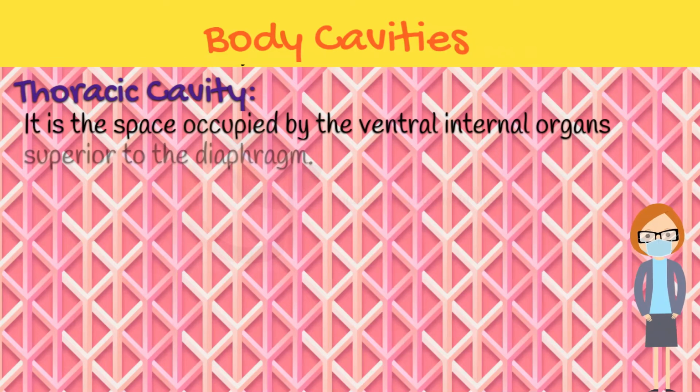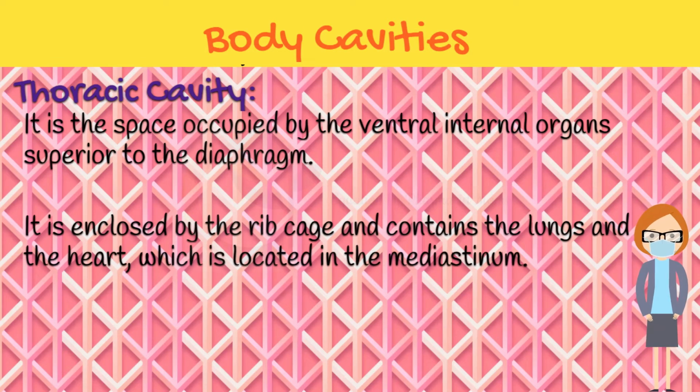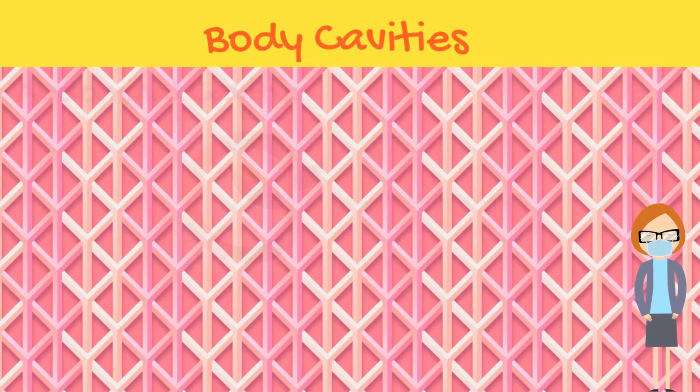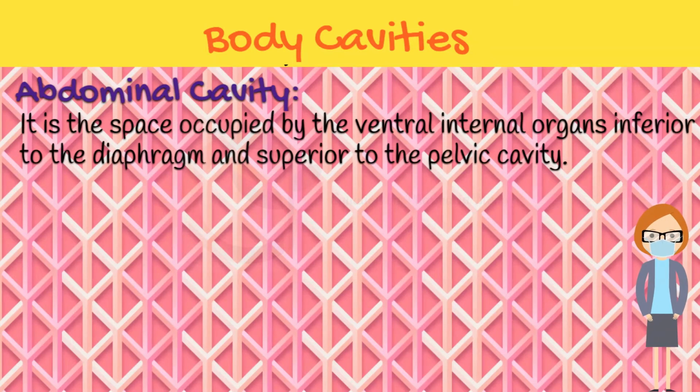Thoracic cavity. It is the space occupied by the ventral internal organs, superior to the diaphragm. It is enclosed by the rib cage and contains the lungs and the heart, which is located in the mediastinum. Abdominal cavity. It is the space occupied by the ventral internal organs, inferior to the diaphragm, and superior to the pelvic cavity.